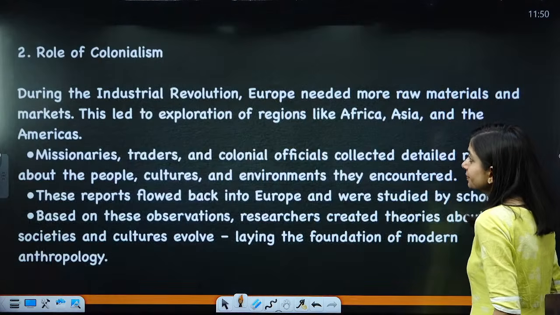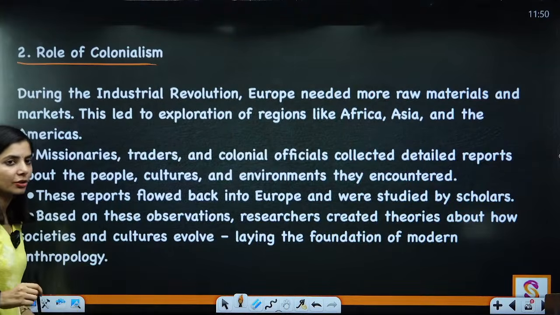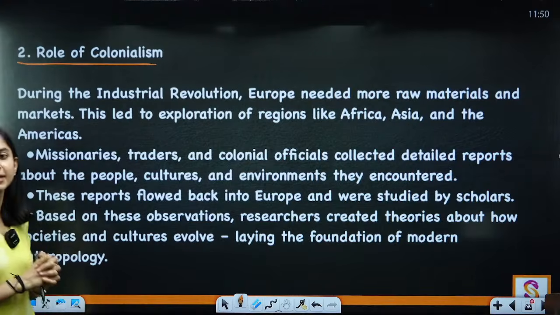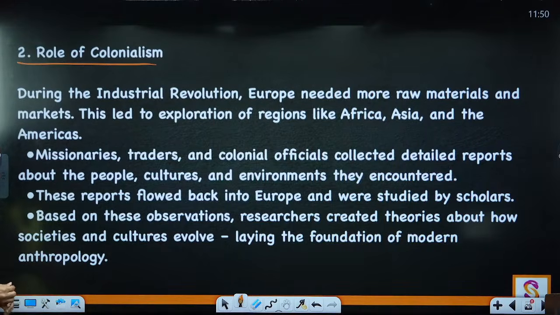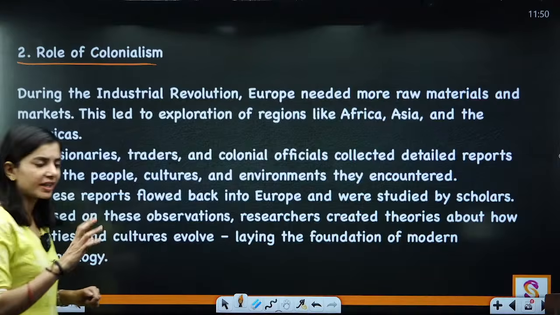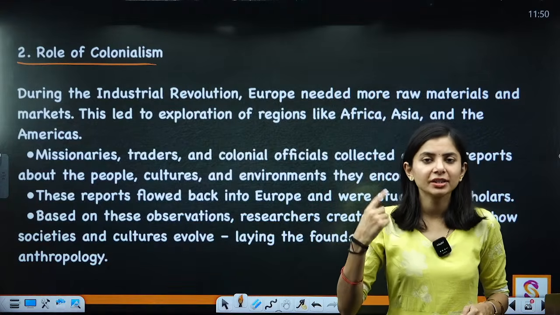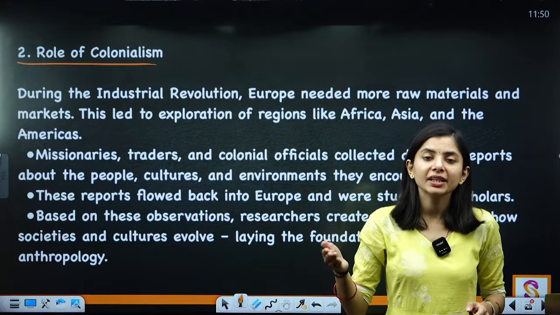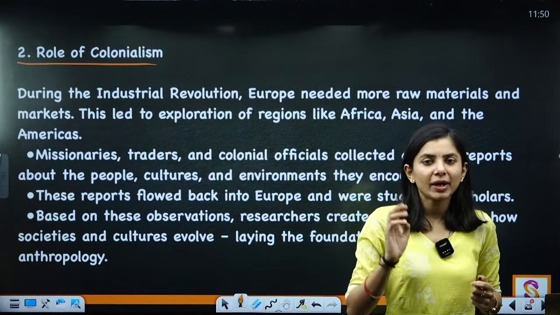Okay, fine. Now, the second aspect that we are heading toward, because we were doing the different views on the origin of anthropology. Here the first view we are done with is Darwin. Second we are doing is colonialism. In colonialism, during the Industrial Revolution, Europe needed raw material. As I told you, there was the Renaissance, and there were two reasons. First, they were exploring the market for getting raw material at the right time, at the right price, whereas second, they wanted a new market where they could dump their final goods, where they could provide their manufactured goods.